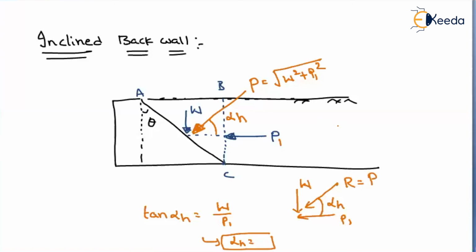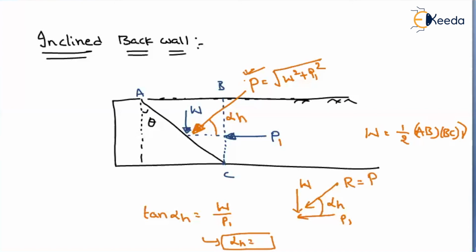Now, from this, tell me what is the weight? Weight will be nothing but half into, what are the dimensions? AB into BC. This is nothing but area into unit weight. This way you will get the weight of the soil mass. The P1 we already know how to find, that will be equal to K into sigma V. And if you know W and P1, then you can find the earth pressure P that is acting on the inclined wall.